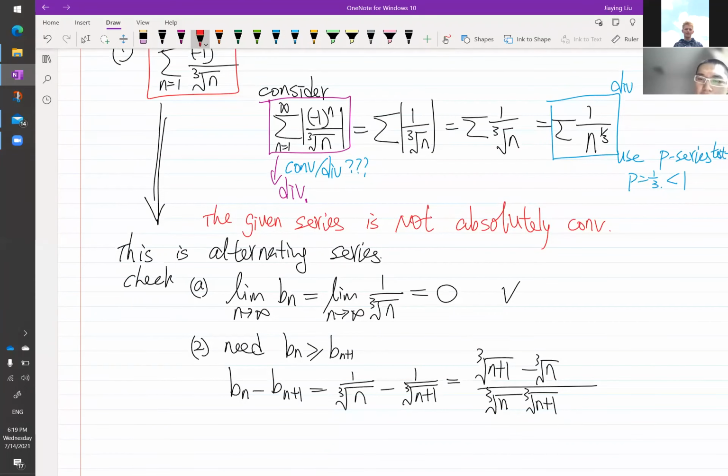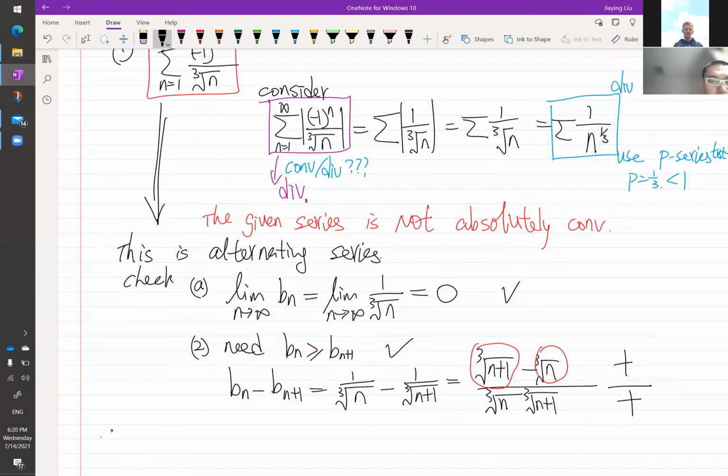For n positive, the cube root of n plus 1 is always going to be bigger than the cube root of n as n increases, because if n is 5, 5 plus 1 is 6, right? The cube root of 6 is bigger than the cube root of 5. So the numerator is always positive. Let me finish this. And then the denominator is always positive. So overall, you get a positive value. Therefore, we got bn greater or equal to bn plus 1.